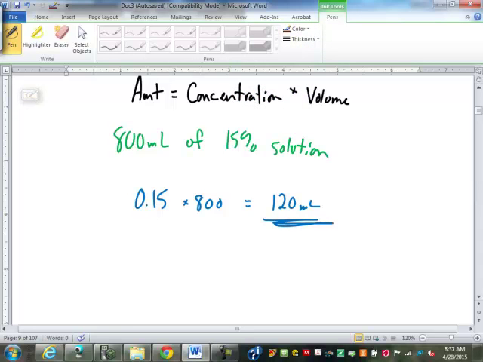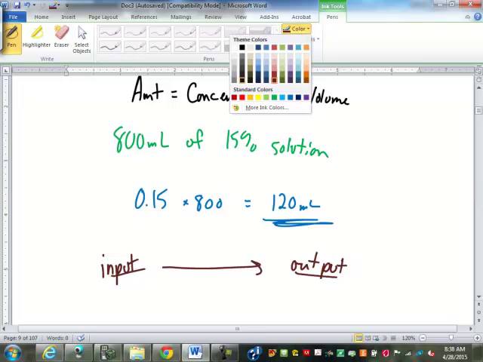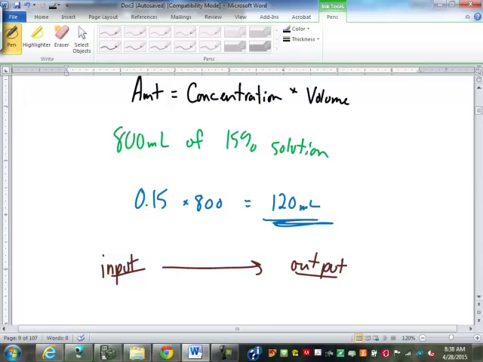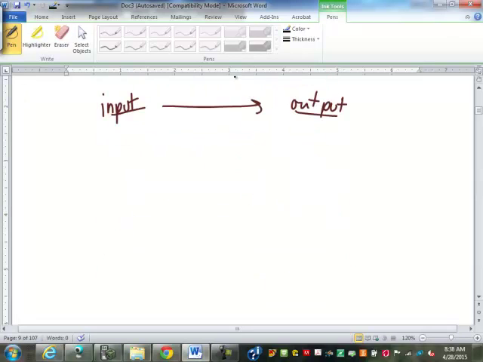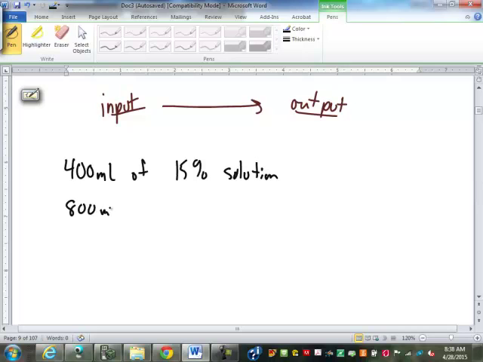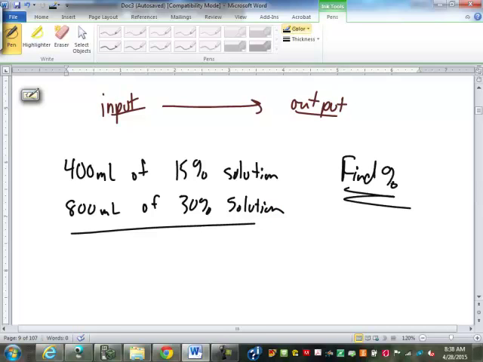So as a general rule in anything, the amount that goes in, we'll call that the input, has to equal the output. So what we're dealing with in our mixture problems is we're taking two solutions of different concentrations, and we're figuring out what's coming out the other end. For example, let's say I have 400 milliliters of a 15% solution and 800 milliliters of a 30% solution. And I want to know what I get on the other end. Find the percent after we mix them.